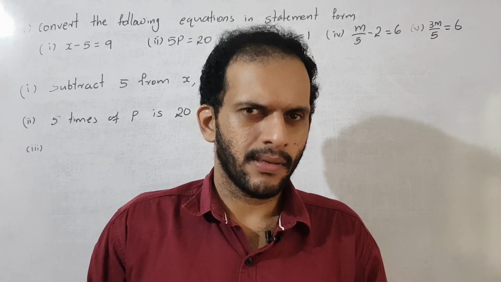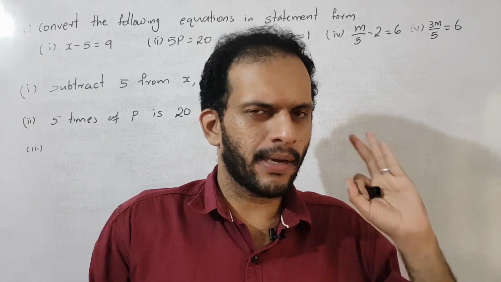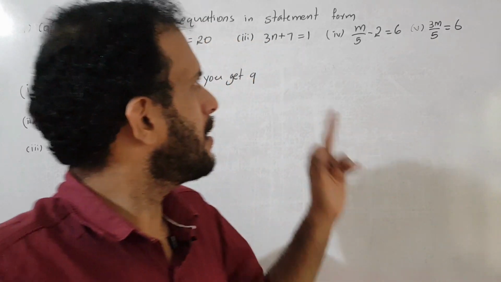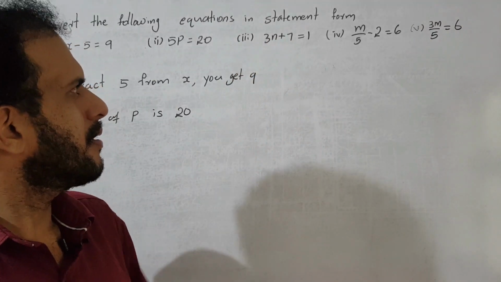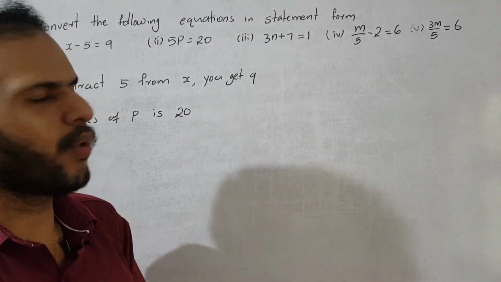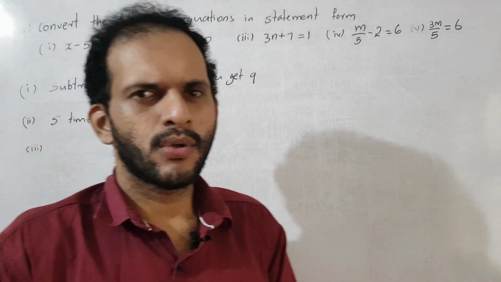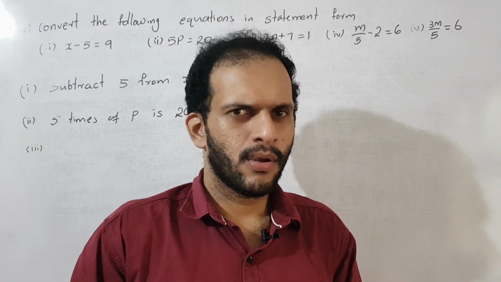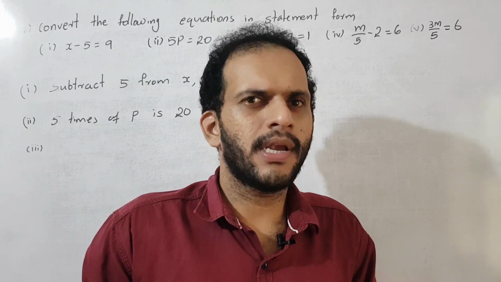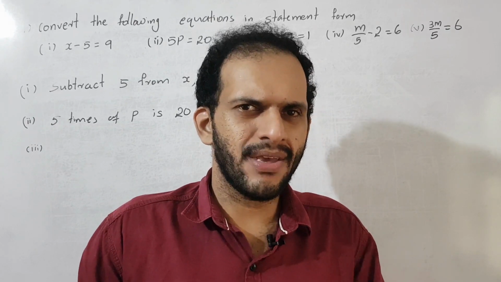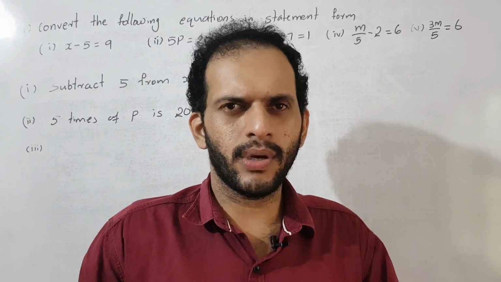Correct? Okay, then നമ്മളിത് എങ്ങനെയാണ് പറയുക? 3n plus 7. That time what do you get? The result is 1. Then how to say? Add 7 to 3 times of n is 1, or you get 1.